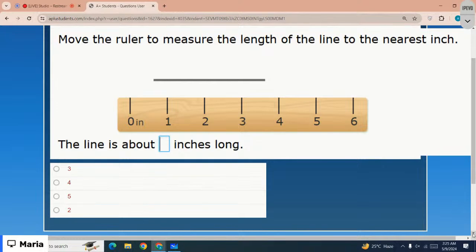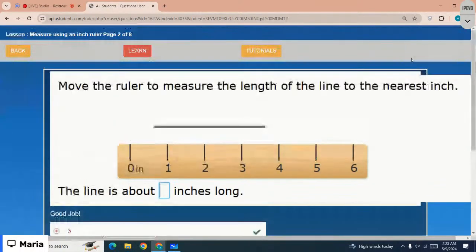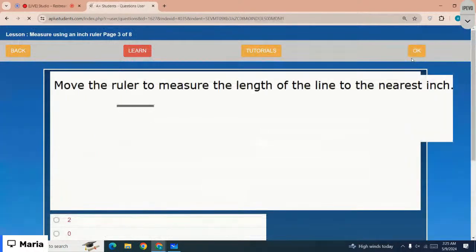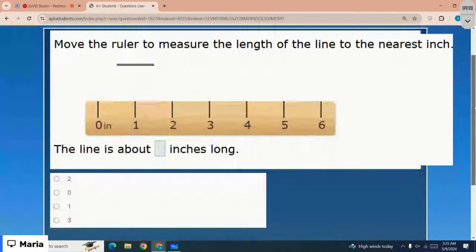Yes, again, that is 3 inches long. The correct option is 3. Move the ruler to measure the length of the line to the nearest inch, so which is the correct option?